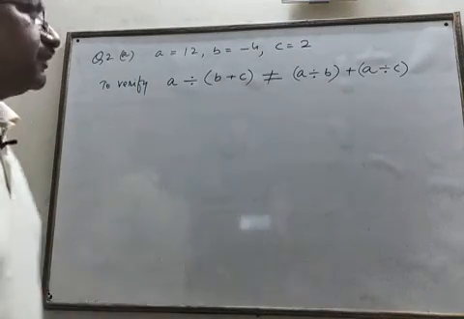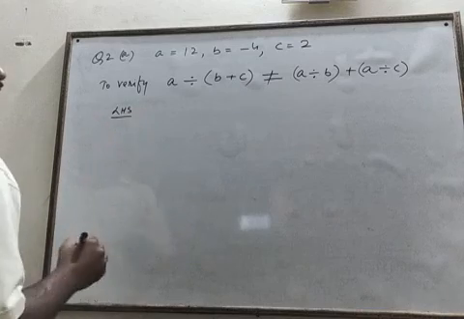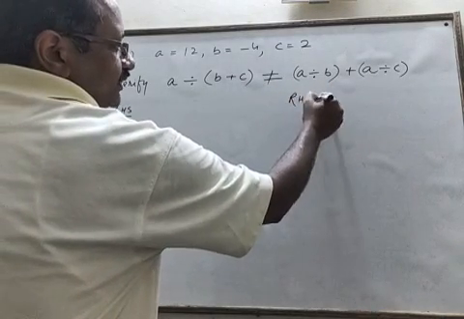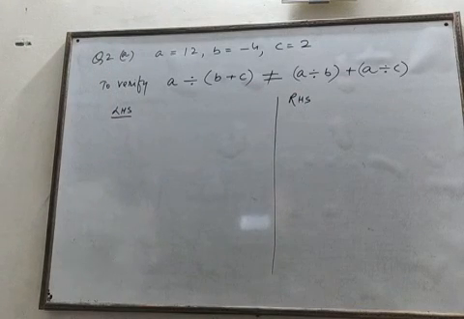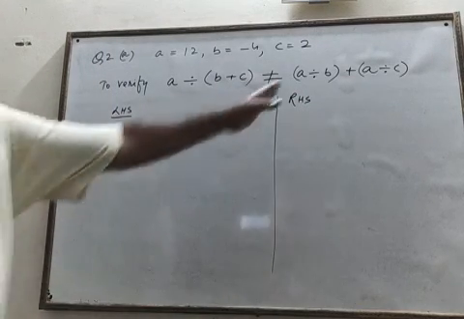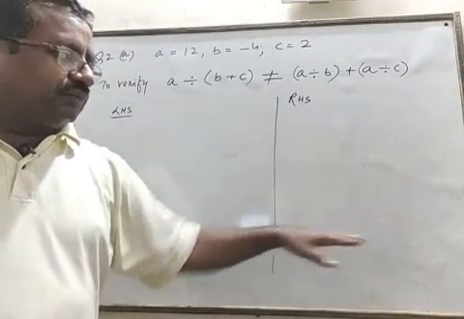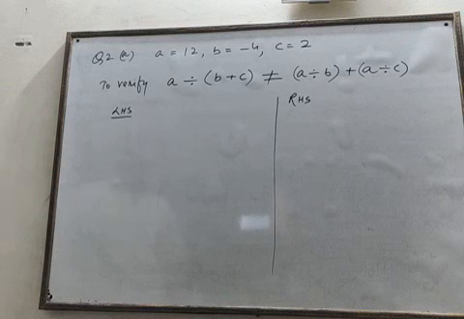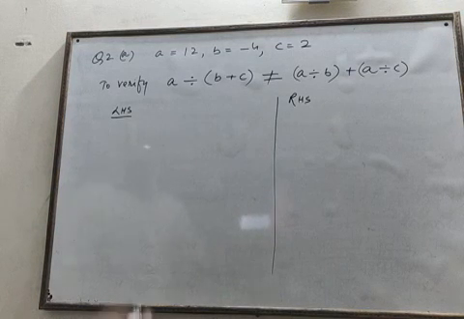So we will take the left hand side, and this we will take the right hand side, and in between we will put the not equal to sign. This will be solved this side, this will be solved this side. At the end, if the answer doesn't come the same, then we will say A divided by B plus C is not equal to A divided by B plus A divided by C.